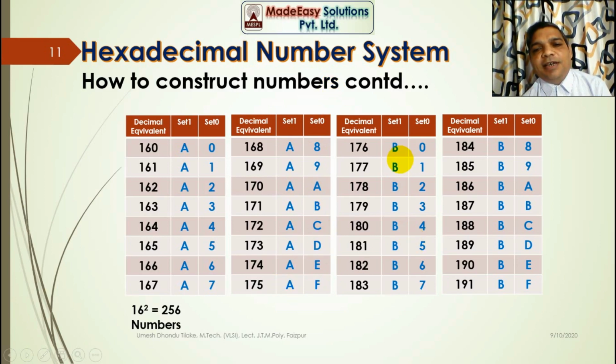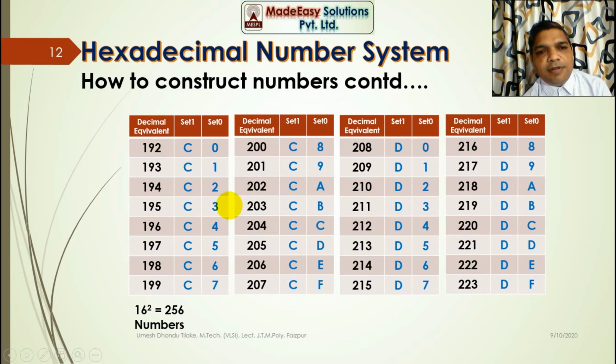After A, B is there. So see here, set 1 uses B, set 0 uses 0. Set 1 uses B and keeps it constant until set 0 uses F. After B, set 1 uses digit C, letter C. You can refer to it as a digit or a symbol. Set 1 uses C, set 0 uses 0, and set 1 keeps C constant until set 0 uses F. After CF, we get D0.